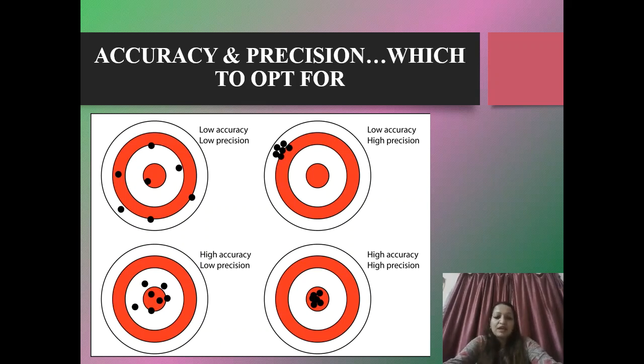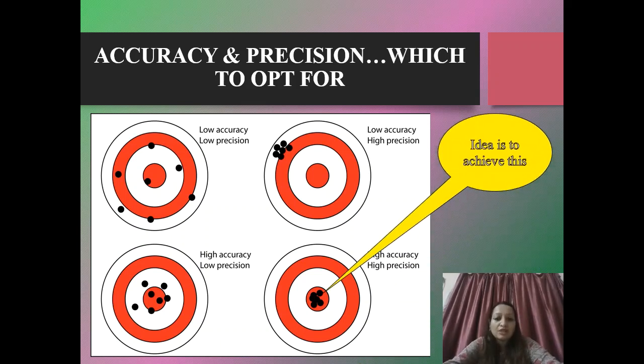So values are very, very close to each other and also extremely close to the true value or the target value. So this is the condition to opt for. This is the condition to strive for, a condition of high accuracy and high precision. And this is what we must all aim to achieve. The idea is to achieve this. It is difficult and this is almost a perfect scenario, and not always this happens, but we can all strive to come somewhere close to it.